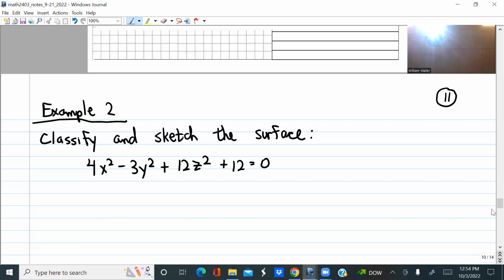But first, let's see if we can massage it into the form that was in the table, okay? And remember, in the table, you normally just had x squareds and y squareds and z squareds, right? You didn't have coefficients, right? And often on the right-hand side you have one or zero, but didn't have the constant 12. So let's see if we can rewrite this in a form that looks like what's in the table.